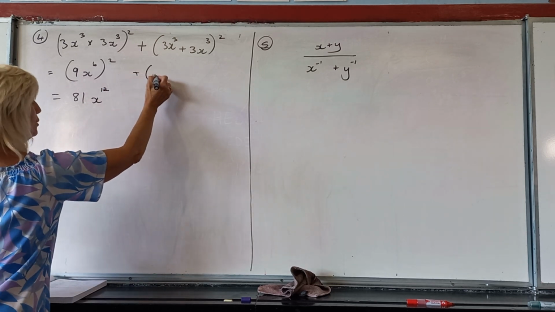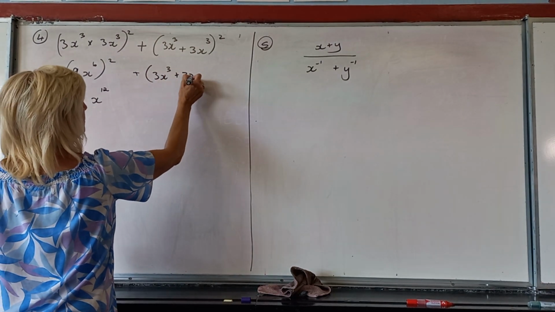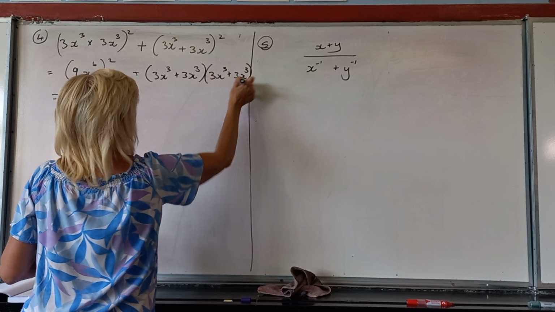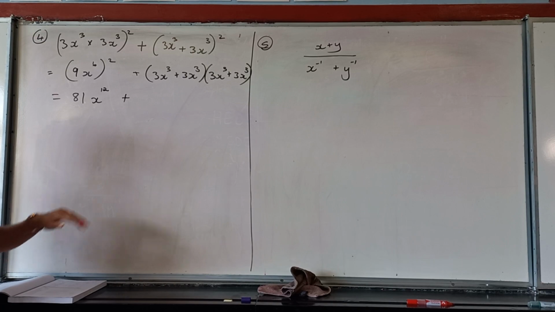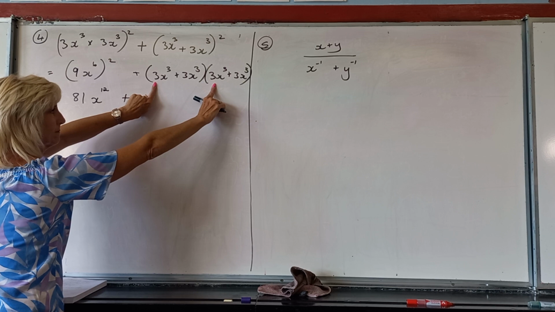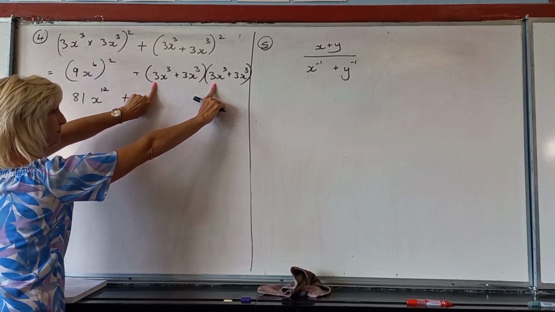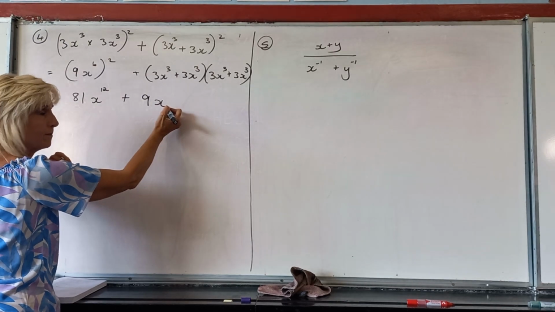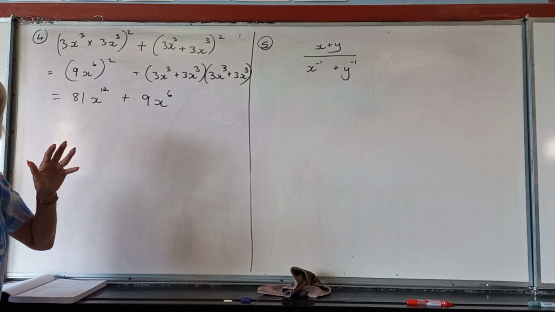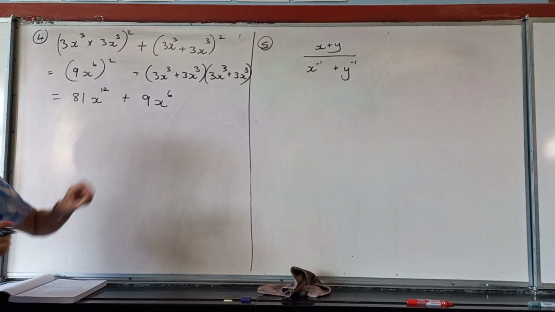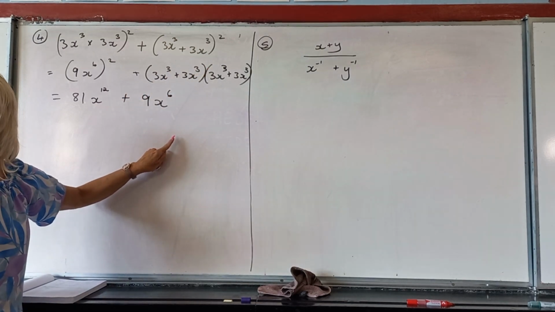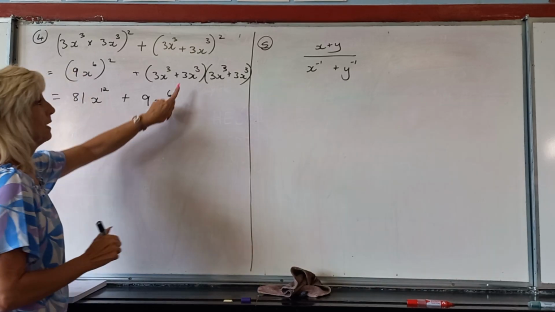Then for this one we need to FOIL. Write it out twice. So we have FOIL. The first ones, when we times them, we get 3 times 3 is 9, x to the... Careful now. What do we do with the x's? You want to times them, we want to add them. You've got to know that. When I times, I keep the base and I add the exponents. You hear me speaking to myself all the time. All right. Then we've got this one.